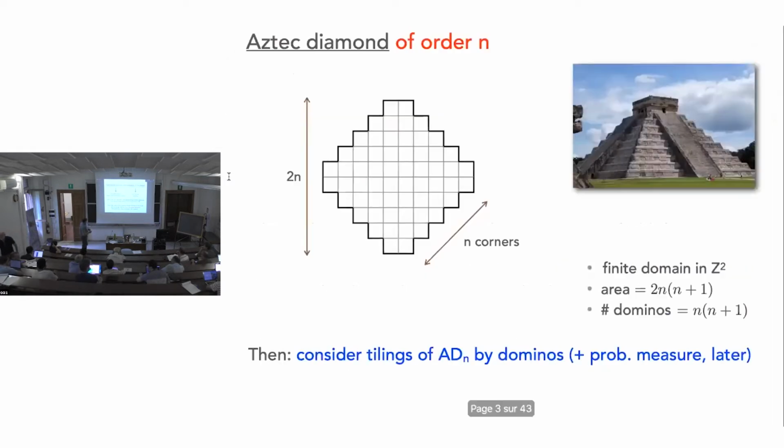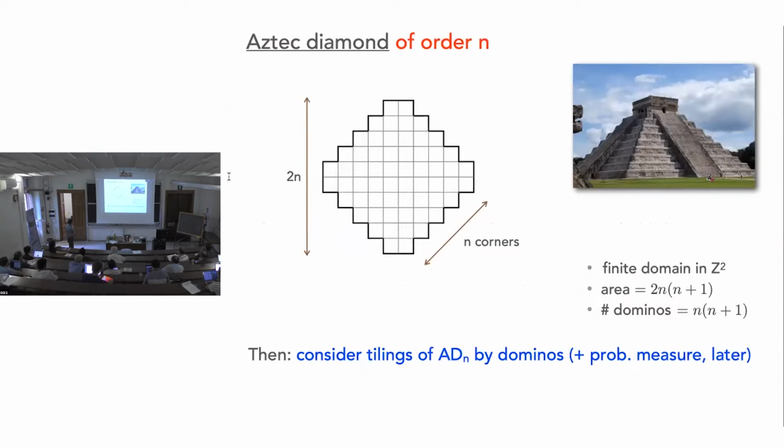So let's start with the beginning. So that's an Aztec diamond. That's the typical shape with these corners around the 4 boundaries. And we say that the Aztec diamond has order n if there are n corners on each boundary.